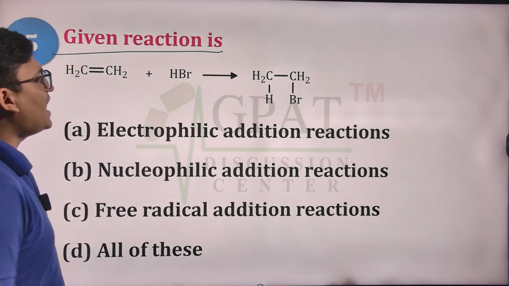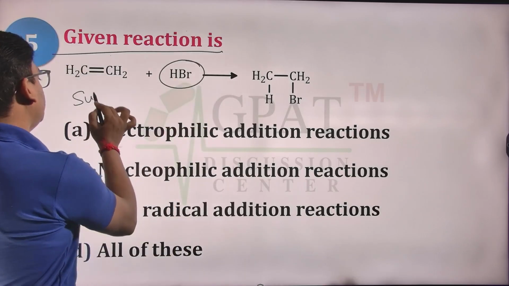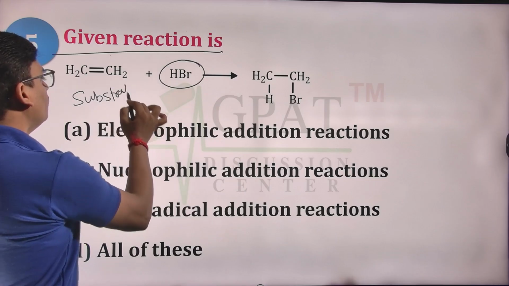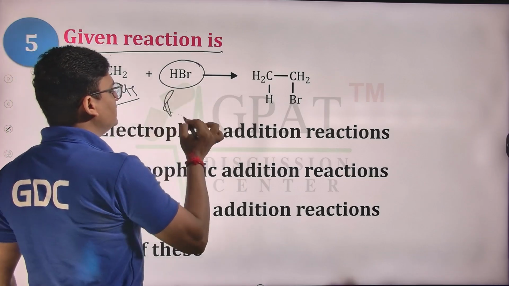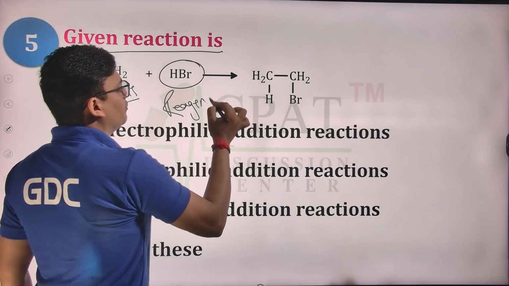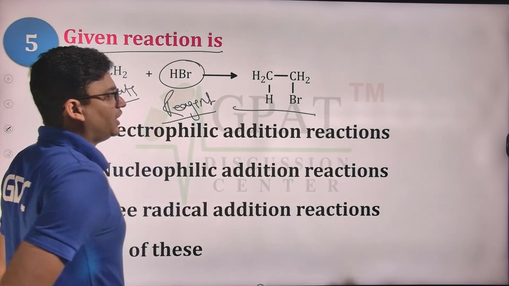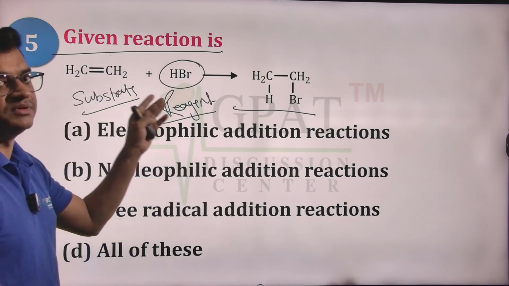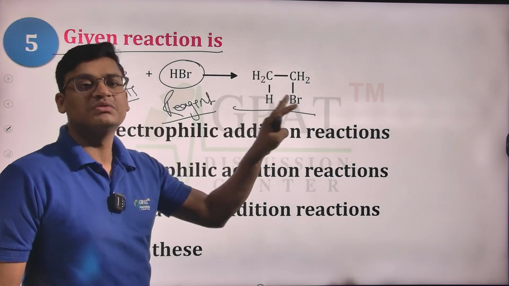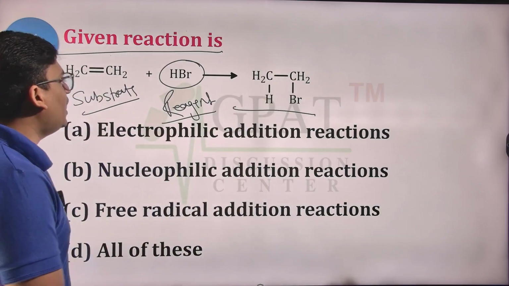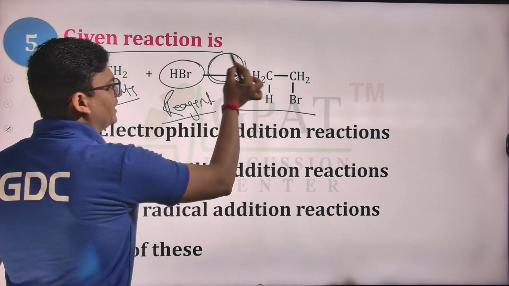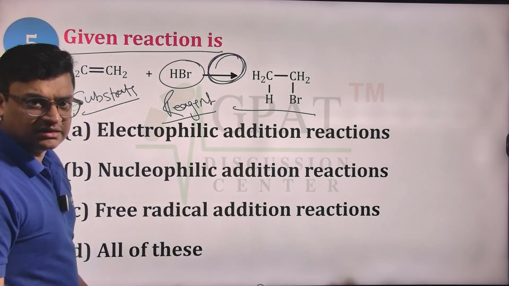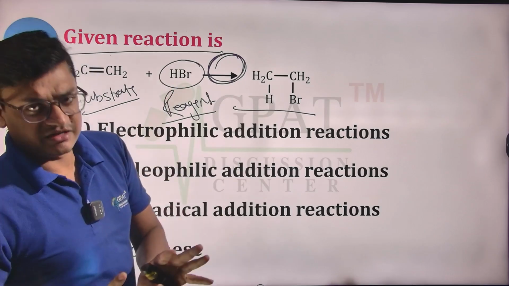CH2 when attacked with HBr, so this is your substrate molecule. When this substrate is attacked by a reagent, we get this addition kind of reaction, where the pi bond between the carbons is broken down in such a way that two new sigma bonds are formed. Now we don't see any condition here like peroxide or sunlight, nothing. So this will be a pure electrophilic addition reaction.